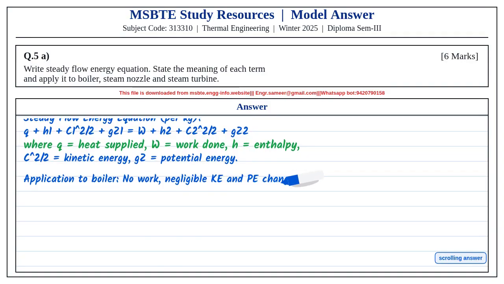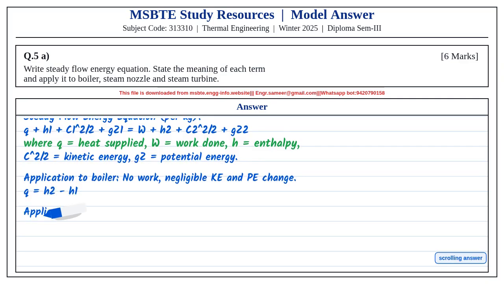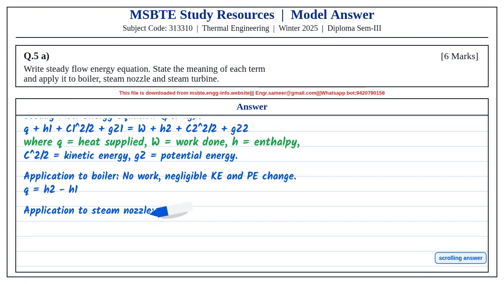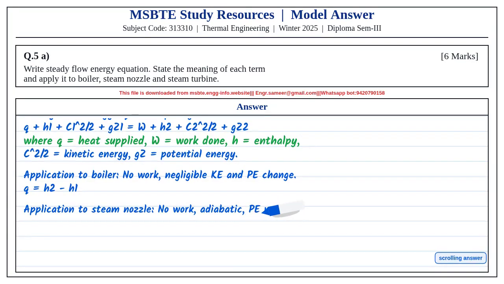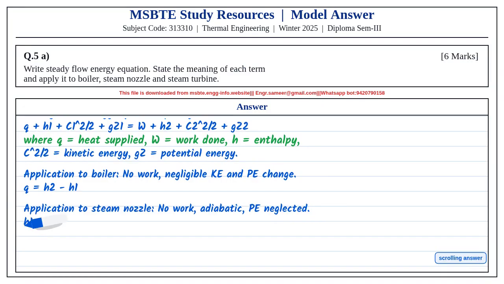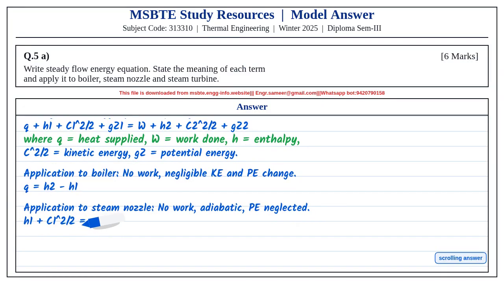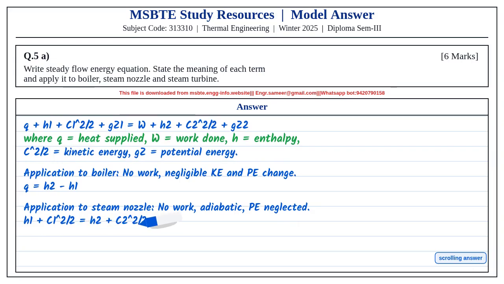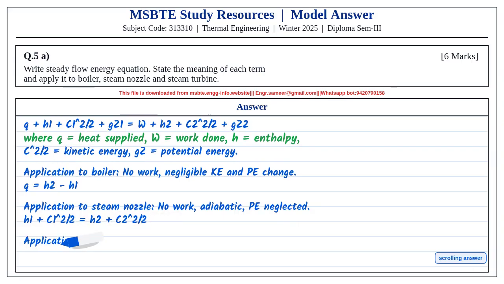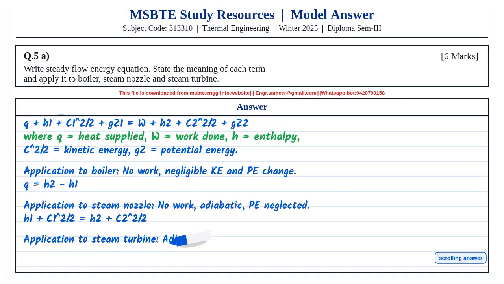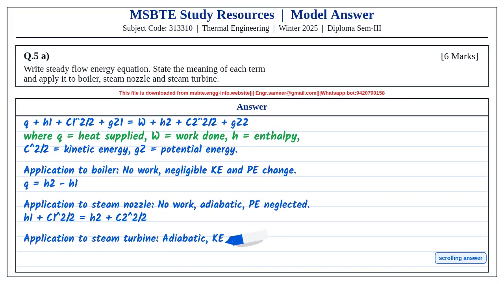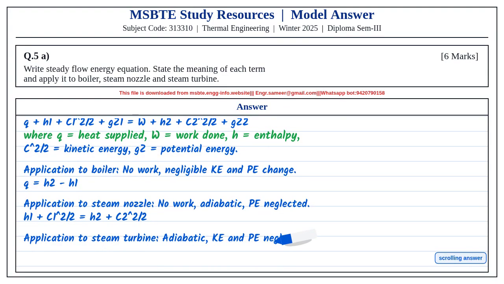For steam nozzle, no work is done, process is adiabatic and potential energy is neglected. Therefore H1 + C1²/2 = H2 + C2²/2. For steam turbine, process is adiabatic and kinetic and potential energies are neglected. Therefore work output is H1 - H2.